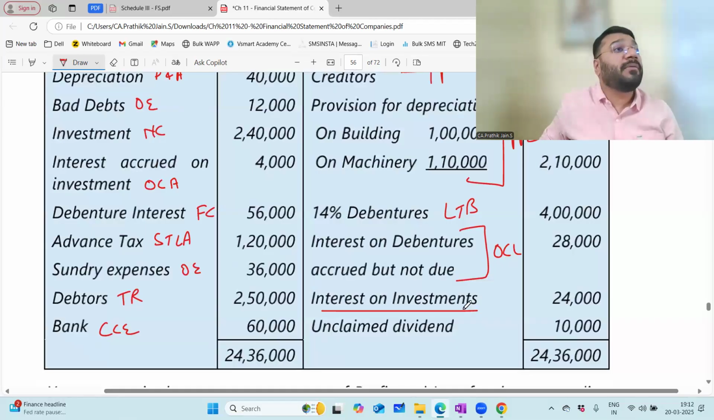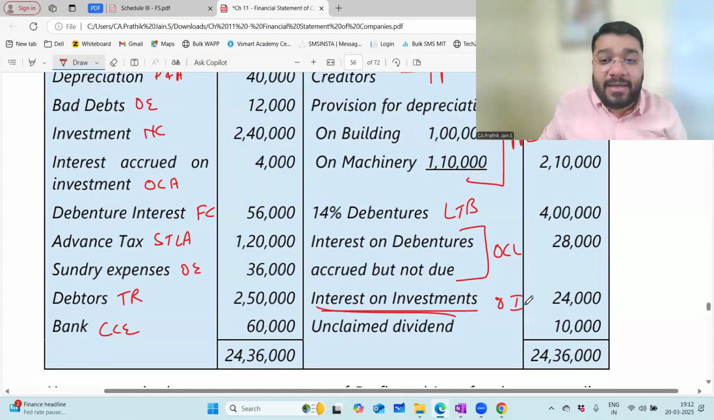Interest on investment. It is coming on the credit column. Credit on income and gain. So it is other income. Some people think it is asset. Asset will come, but how will it come in the credit column? Interest on investment is income. So it will go to your other income.